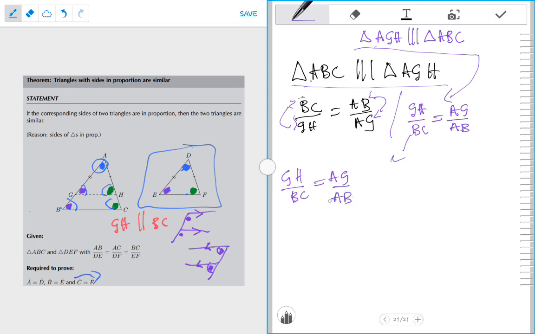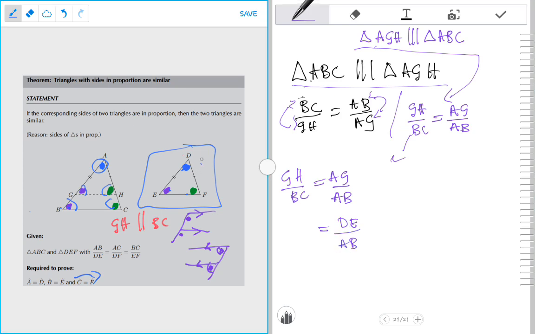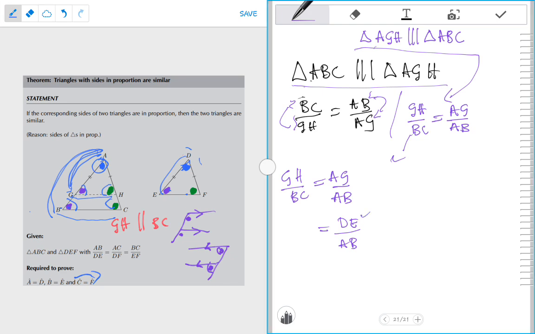Then we can see that this is also equal to DE over AB. Now we are involving the second triangle. Why am I saying that? I'm saying GH over BC is equal to AG over AB, which is also equal to DE over AB. We just replaced A by D, we replaced G by E, as you can see here.